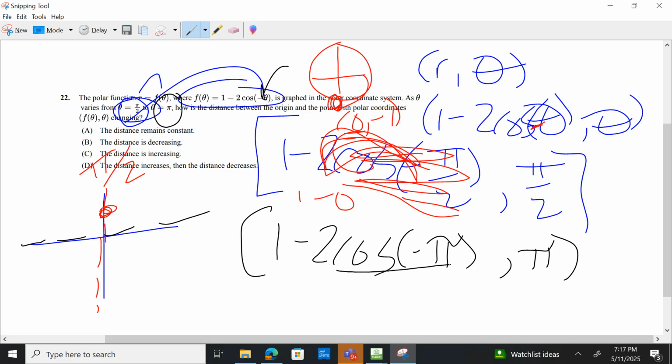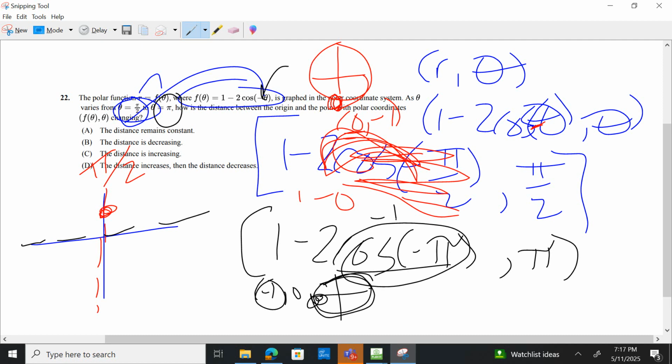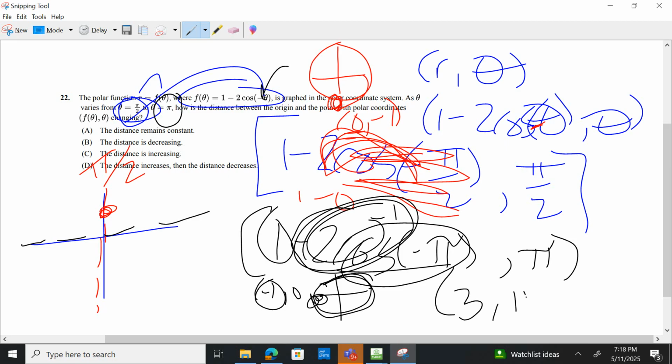I'm going to evaluate this. So here's my unit circle. Negative pi says instead of going this way, we're going to rotate back here, landing in the same spot. I know that is going to be negative 1, 0. So the cosine at negative pi is negative 1. Negative 1 times negative 2 is positive 2. So I have 1 plus 2 is 3. So I really have 3 and pi. So 1, 2, 3 in the direction of pi. It is going right like that.